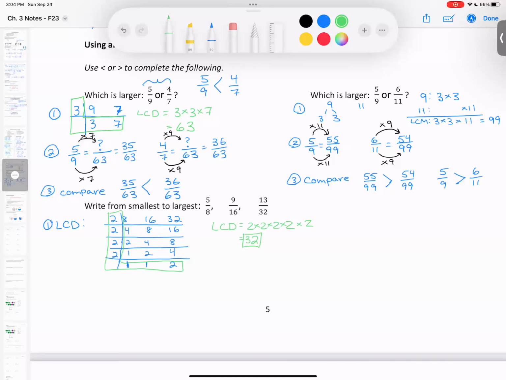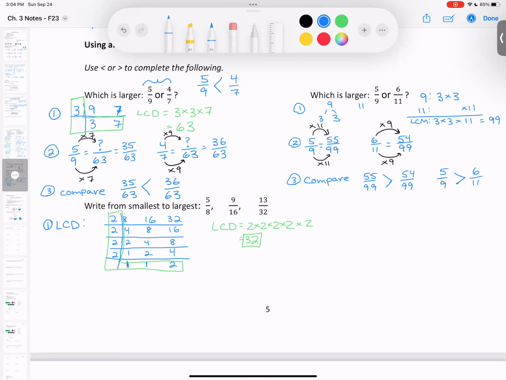And just a little tip: if one denominator is a multiple of the other two, so here 32 is a multiple of 16 and also a multiple of 8, that's a tip that your least common denominator is going to be that larger number, because it's a multiple of all three. Okay, so our least common denominator is 32.